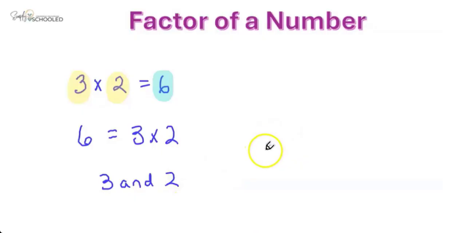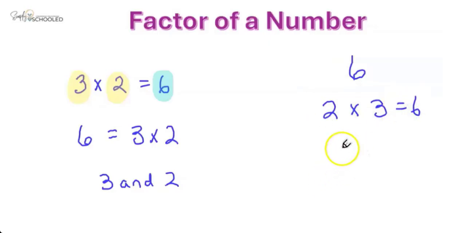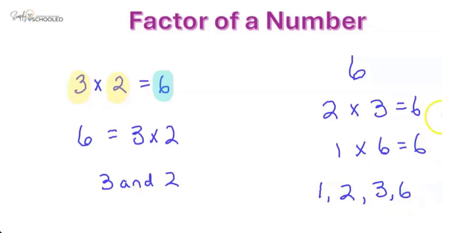Now, when finding the factor of a number, you can find a factor, or it may ask you to find all the factors of a number. For example, if we look at the number 6, we know that 2 times 3 equals 6, and we also know that 1 times 6 equals 6. So the factors of 6 are 1, 2, 3, and 6. So very simply, it's just unmultiplying all the multiplication problems that equal 6.